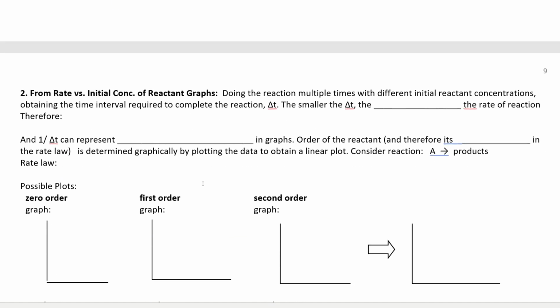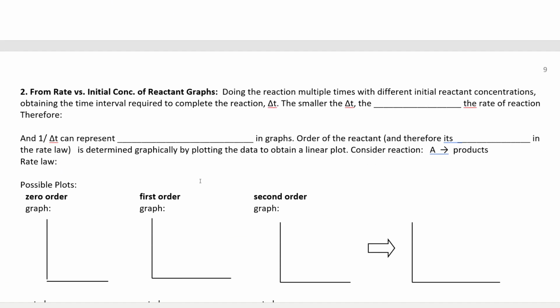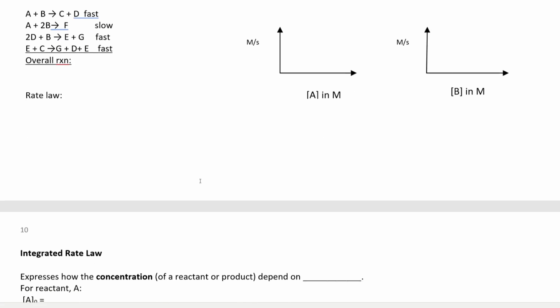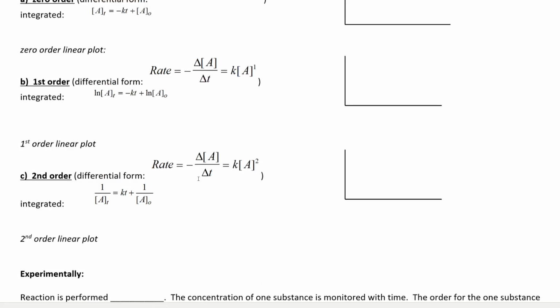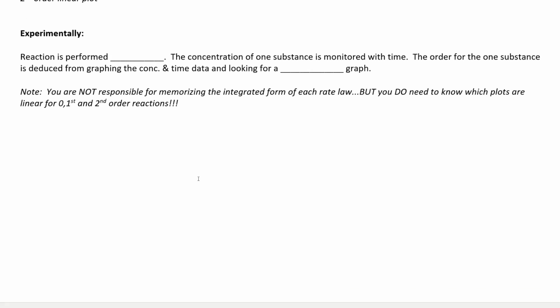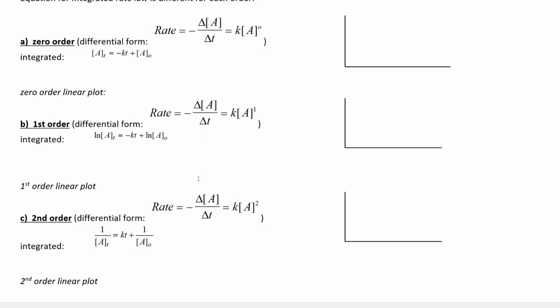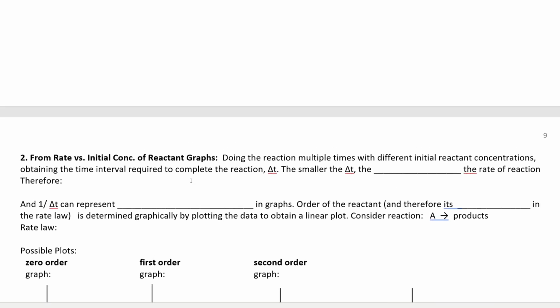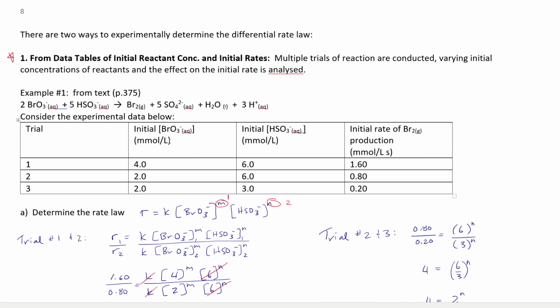We will not be doing rate versus initial concentration of reactant graphs this year. So we will skip this information right here. And that should be it actually. So we are only covering this year the data tables of initial reactant concentration and initial rates.